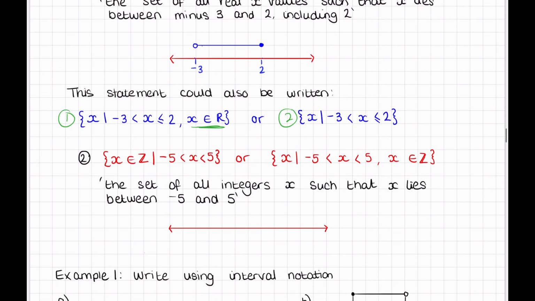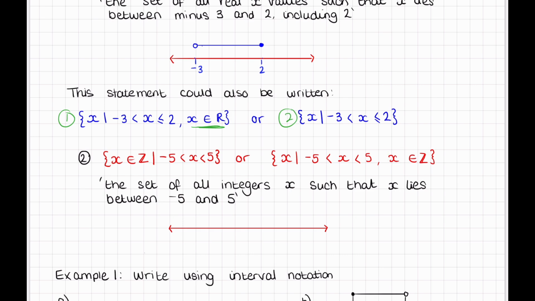Now the next one here, we've got x is an element of Z, such that x is between -5 and 5. Now remember, Z from before is all integers. So in words, this is the set of all integers, x, such that x lies between -5 and 5. Once again here, I've got two options of how you could see this. The main difference is this x is an element of Z could be seen either side of the sentence.